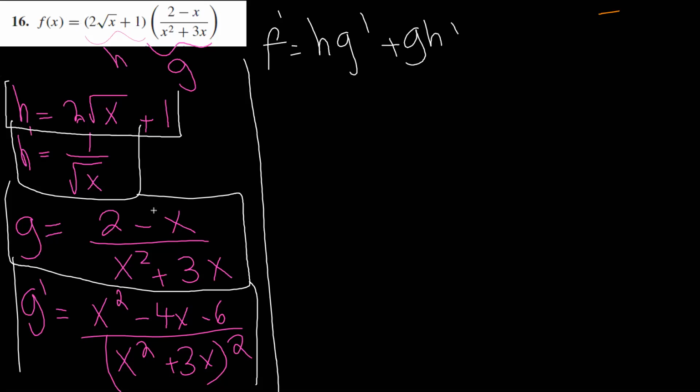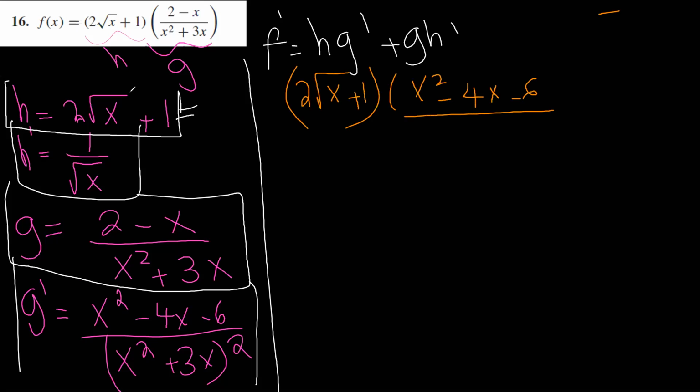Now where is h? It is 2 square root of x plus 1. It is this one. 2 square root of x plus 1. Now where is g prime? It is x squared minus 4x minus 6 over x squared plus 3x squared. Is it right? Yes, teacher. This is for h g prime.